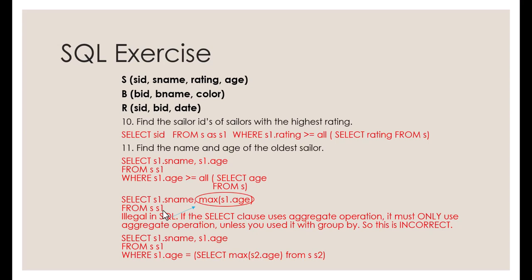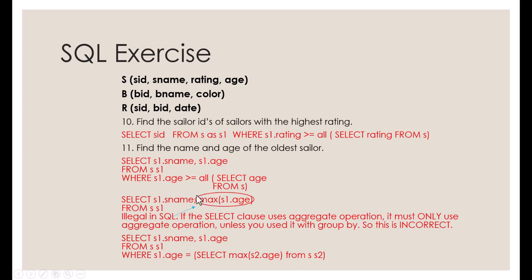So the select clause uses aggregate operations. Okay, so these are aggregate functions, right? Max is an aggregate function. So this has to be only using aggregate operators. So you're actually not able to output a name. So what happens if there's more than one sailor that has a max age? What if the max age was 99 and then there were 3 sailors, right? So then whose name is outputted, right?